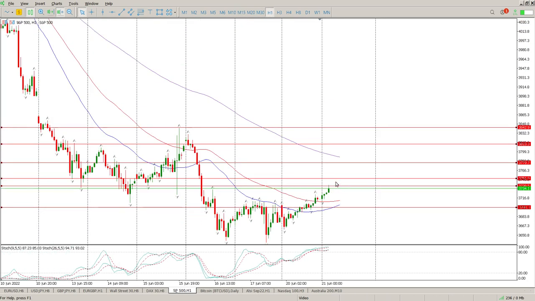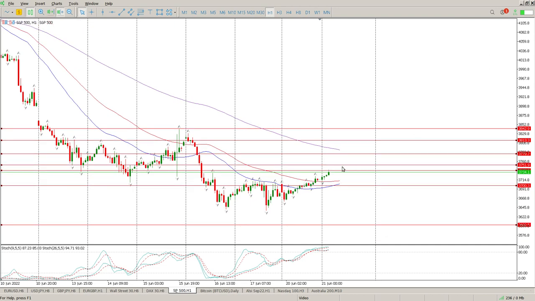And we're at the first one now. So somewhere in this area, I'm looking for a rejection. So anything between 37.80 and 37.38. And what we're looking for is a move down to 3600. Okay, so that's my view today.